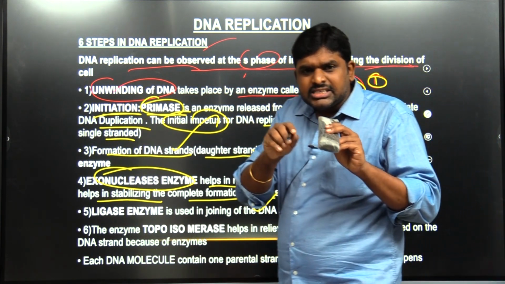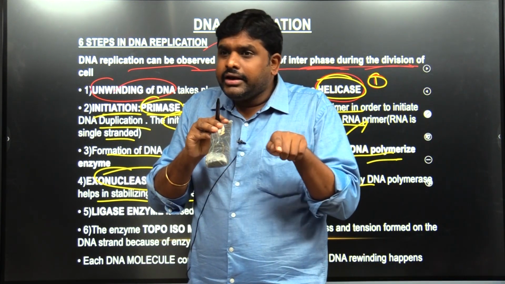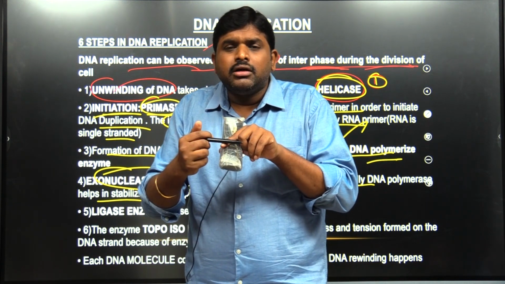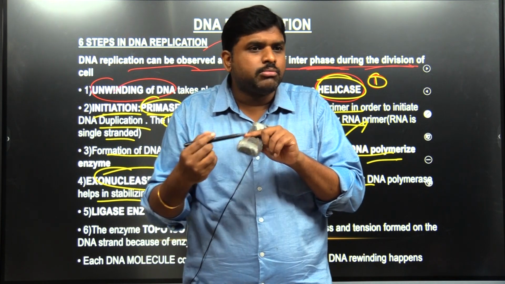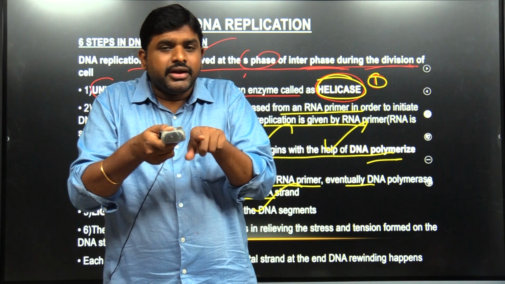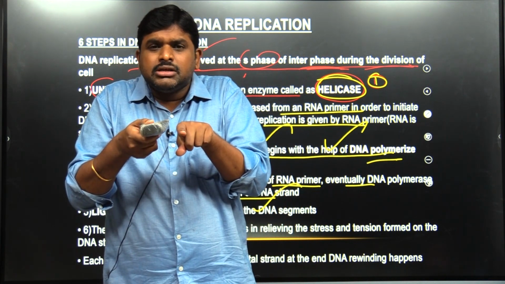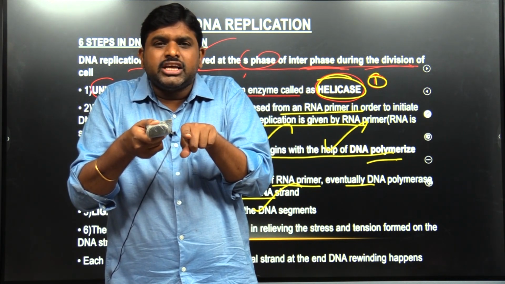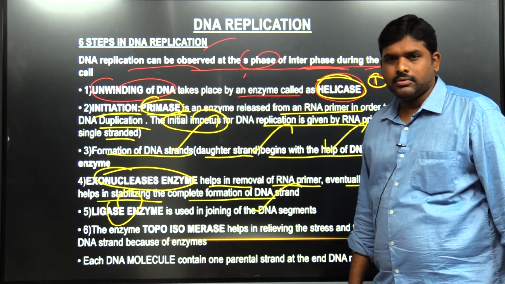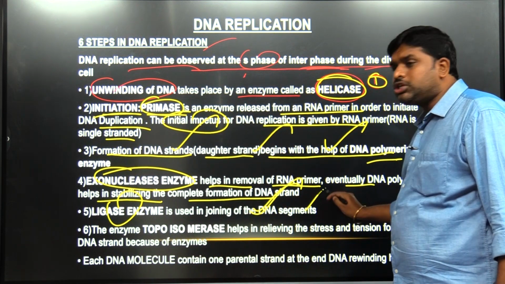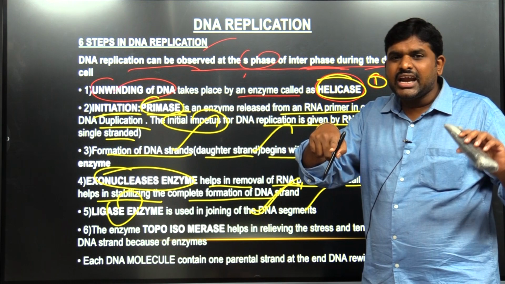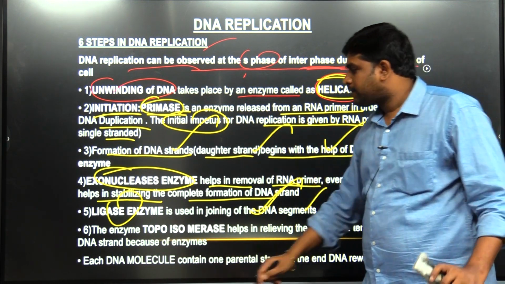Now, the parent DNA strand and the daughter DNA strand both got formed. I have to join them by triple hydrogen bond or double hydrogen bond. Matching should happen, and only then is a complete DNA formed. This joining of the two strands, parent DNA strand and daughter DNA strand, is happening because of which enzyme? Ligase enzyme. Ligase enzyme is used in joining of DNA segments or DNA strands. One is the parent DNA strand, the other is the daughter DNA strand.